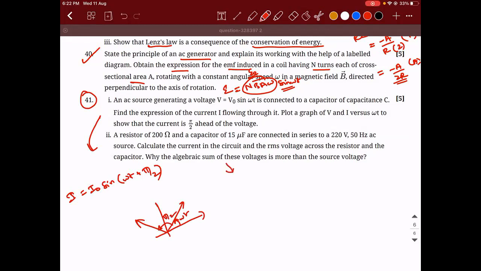Okay, next. A resistor of resistance 200 ohm and a capacitor of 15 microfarad, 15 into 10 power minus 6 farad, are connected in series to a 220 volt and 50 hertz AC source.